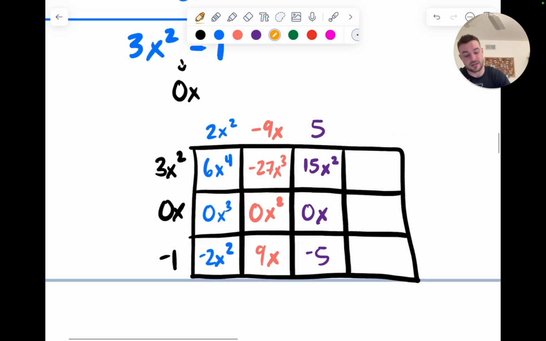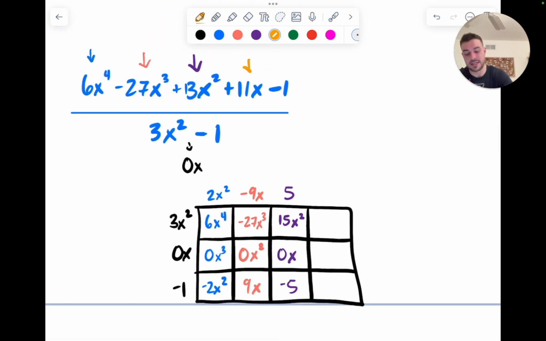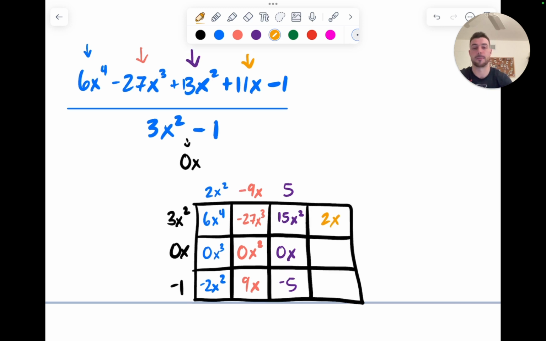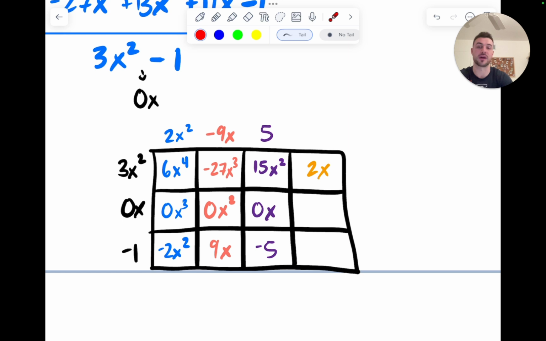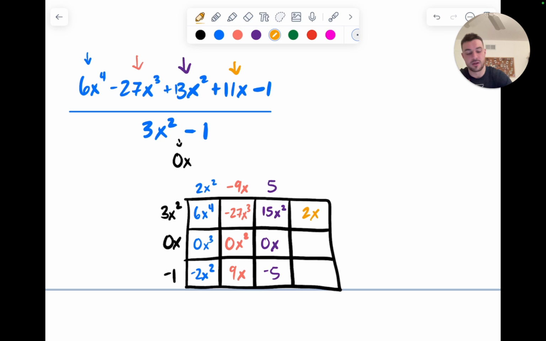So let's look at our next set of diagonals, which is going to be this one. I've got 9x. I need 11x. So this will have to be a 2x. Well, we get to that crossroads where we've got a little bit of an issue. I need this times something else to give me a 2x. And that's not going to happen because the degree here is higher than this one. So that tells me we are done and we are now going to be looking at our remainders. Well, I've got -5 and I need a -1. So I'm also missing a +4. So my remainder column is this one right here.